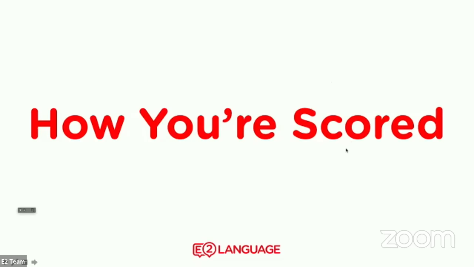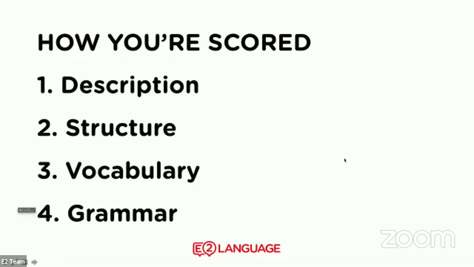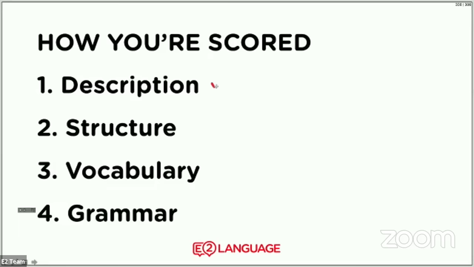Before we begin, I want to tell you about how you're scored because that's what matters. If you know how you're scored, you can write your description in a way that will satisfy the examiners. So you're scored on 4 things. Firstly, you're scored on your description, okay? Which means, did you describe those 3 line graphs? And did you describe them accurately? And did you write about the important information in those 3 line graphs, for example?